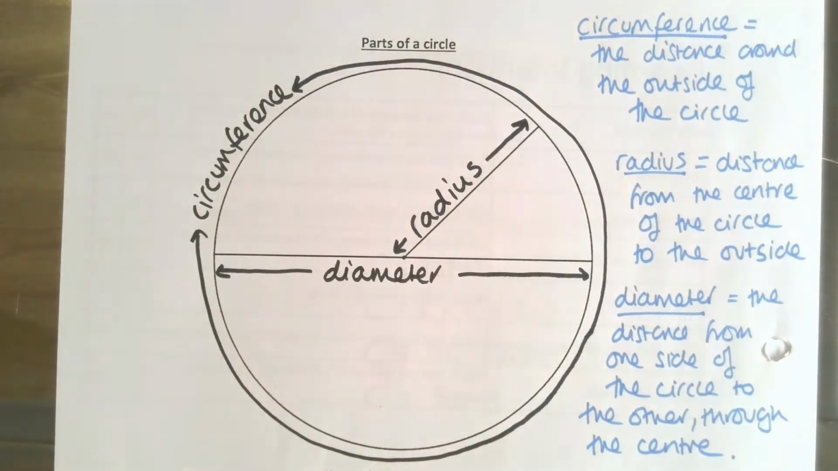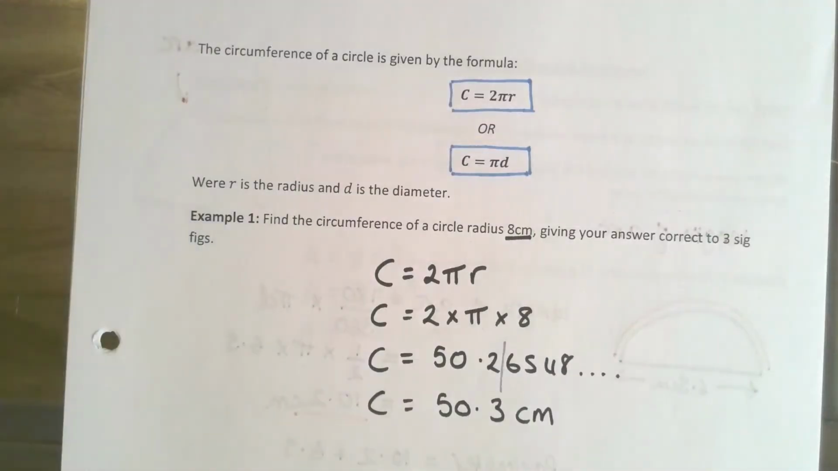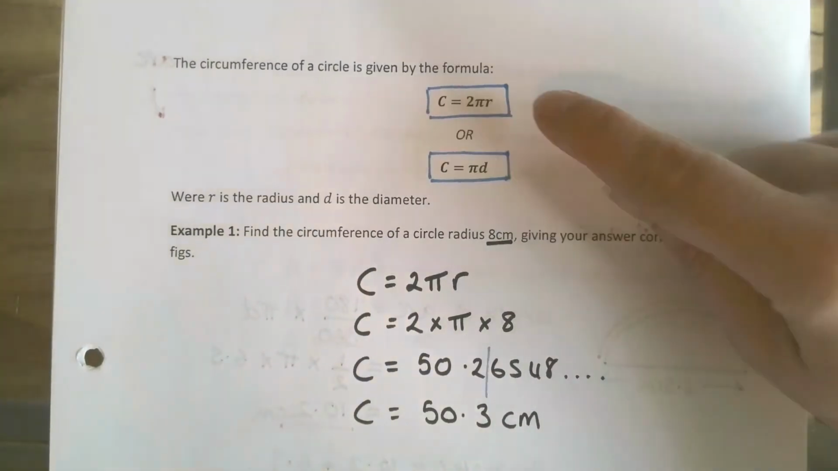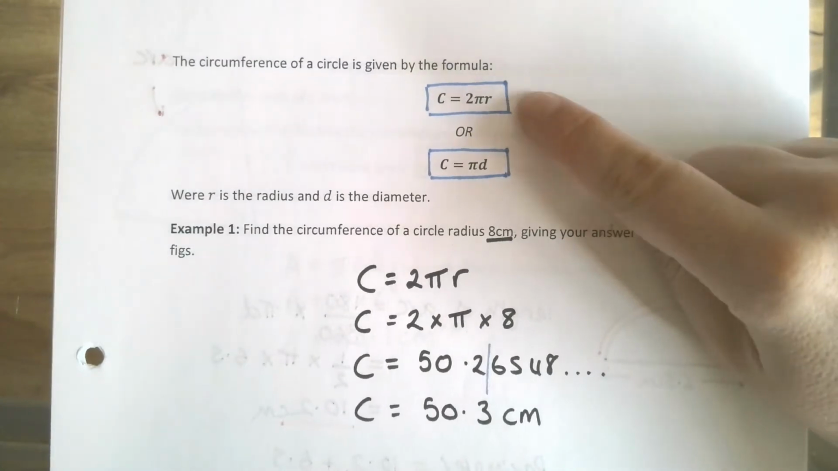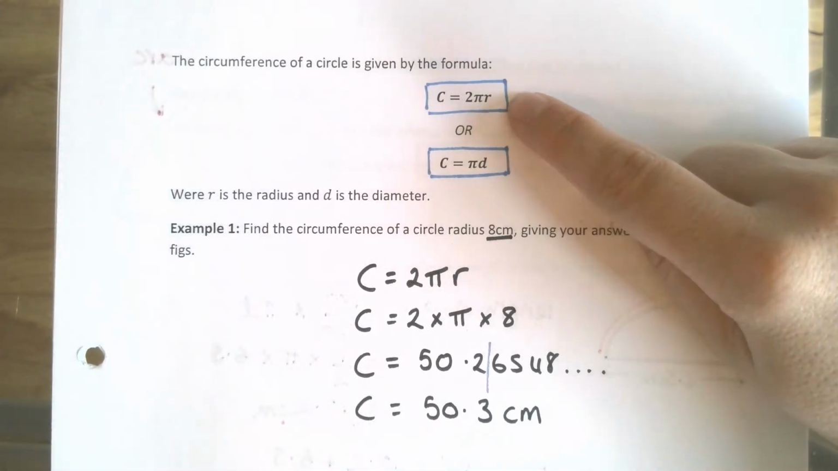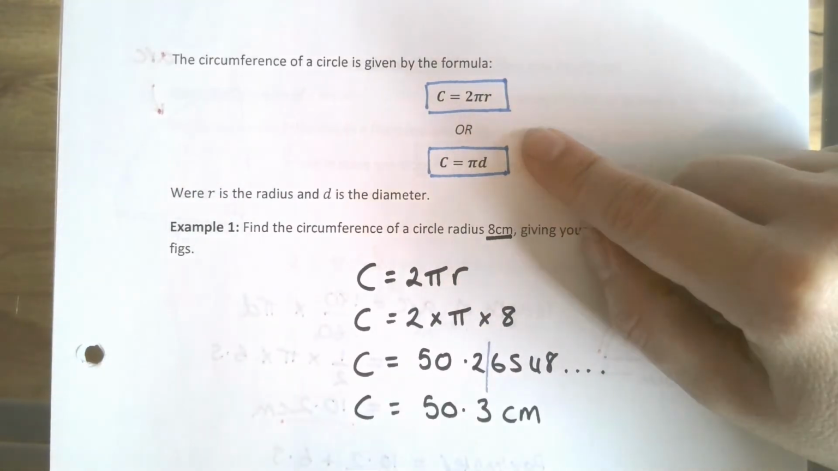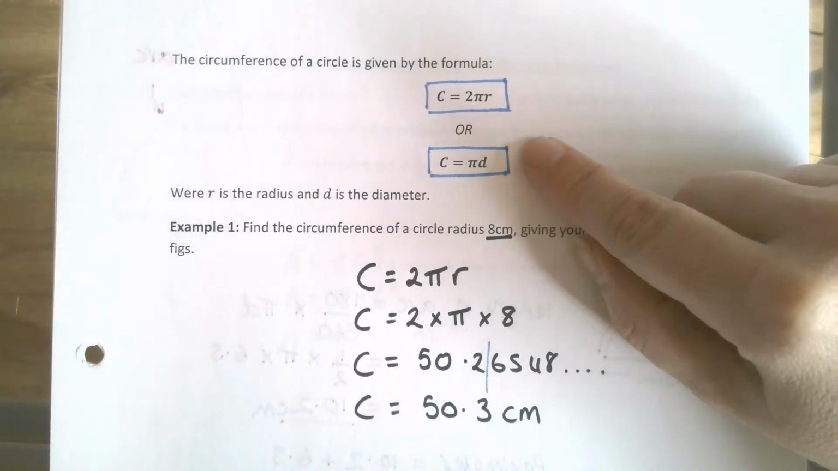Now, the first rule that we looked at was how to calculate the circumference of the circle, and we've got two different equations that we can use for that. So the circumference is 2 pi r, that means 2 multiplied by pi multiplied by the radius, or you can use circumference equals pi d. So the circumference is equal to pi multiplied by the diameter of the circle.